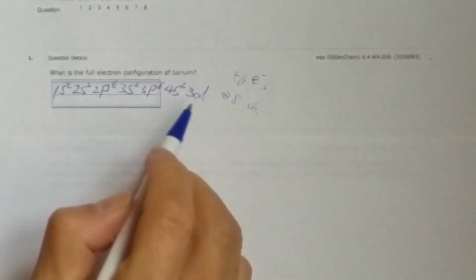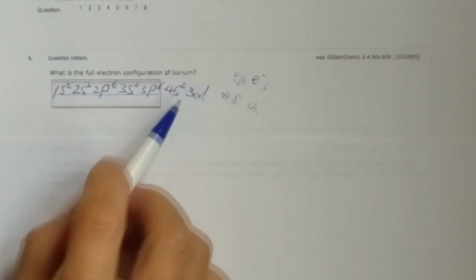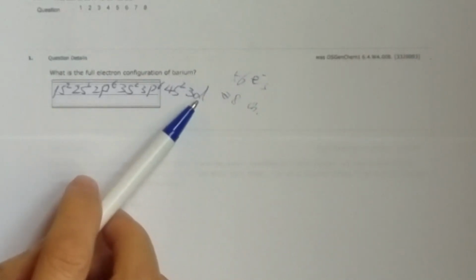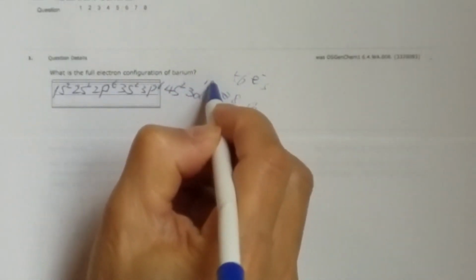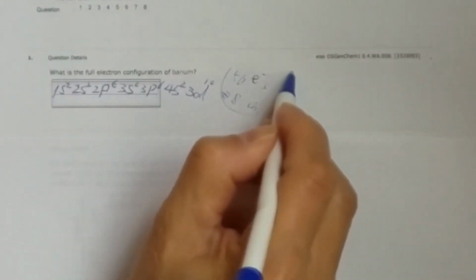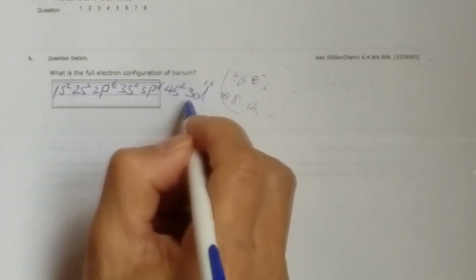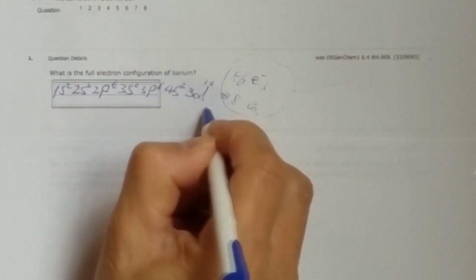For 3d, how many orbitals are in the d subshell? That should be 5. So 5 orbitals, 10 electrons. I'm going to move them away a little bit. After 3d, we have 4s, and the next one after that should be 4p.